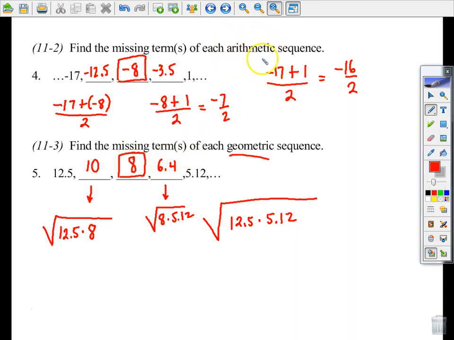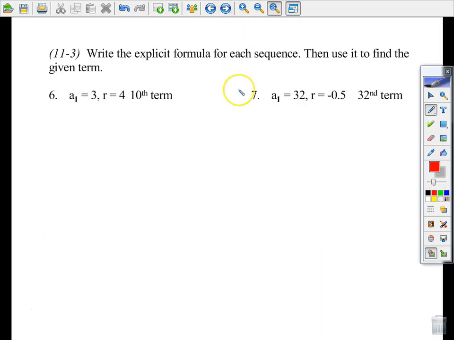Just read the problems carefully. If you're dealing with arithmetic sequences, arithmetic mean is really finding the average. Geometric mean means the square root of the product of the 2 numbers on either side of the missing term. Okay, so let's move on to problem number 6.